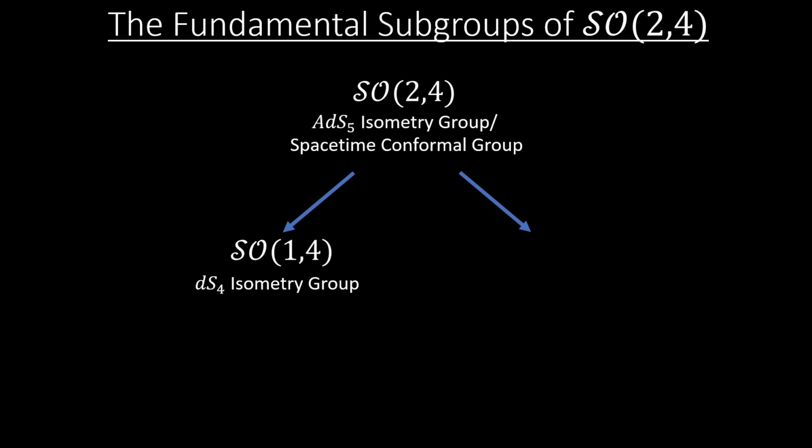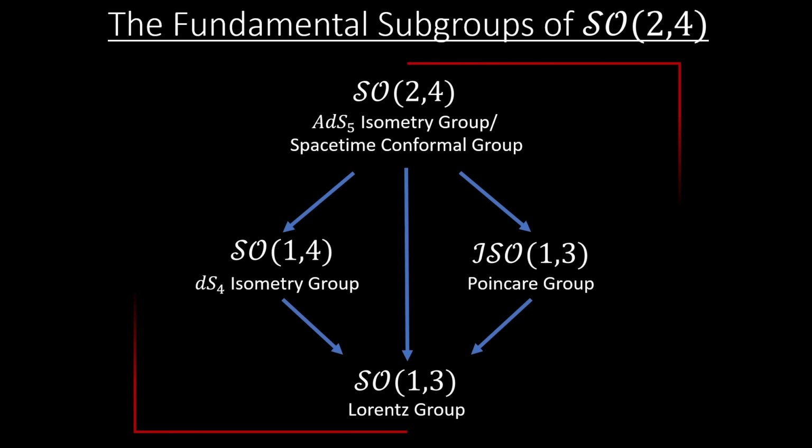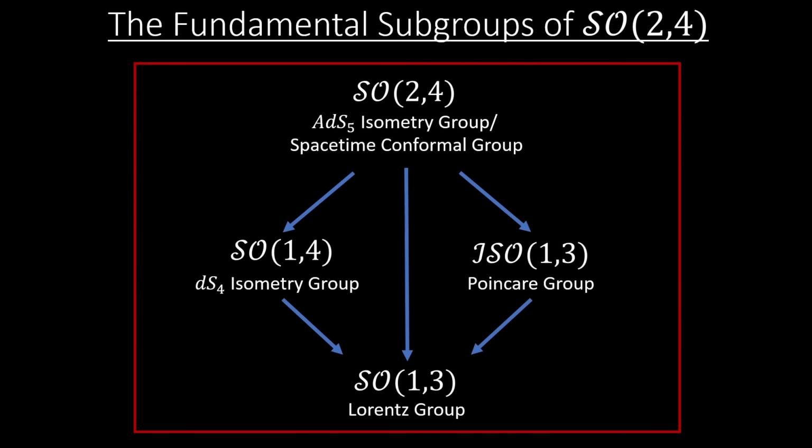But we can also produce an ISO(1,3), not just SO(1,3) out of this. But that's the Poincare group. All of these groups immediately break down into SO(1,3). That is, of course, the Lorentz group. And these are our fundamental space-time isometry groups for our consideration, considering that dimension 5 is as high as we want to consider for conformal purposes.